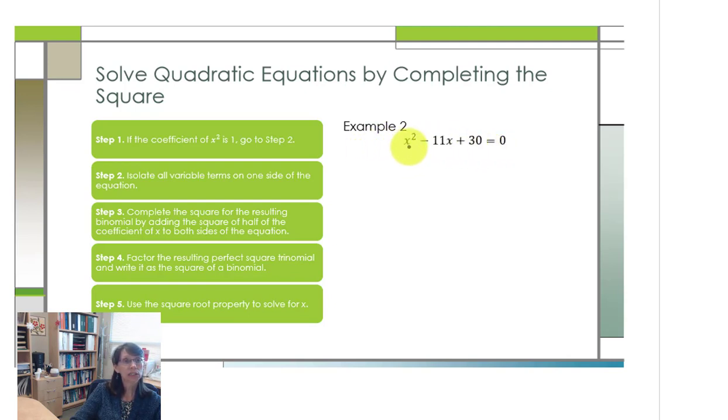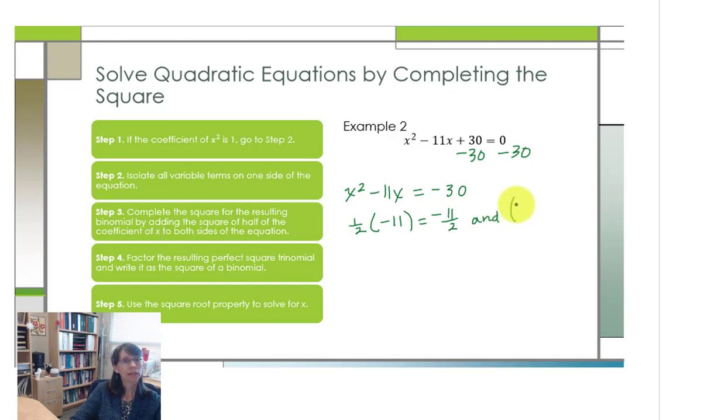Our lead coefficient is positive 1. So we're going to move this constant term with subtraction. That leaves us x squared minus 11x now equals negative 30. In order to find the amount to add to both sides of the equation that would create a perfect square trinomial, we need to find half of our middle coefficient here, the negative 11. This is a negative number, so half of a negative number is going to be negative 11 halves.